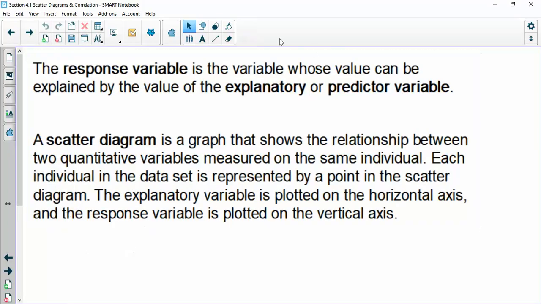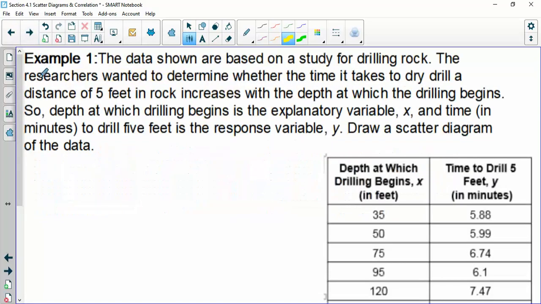So just some clarification, we have response and explanatory variables. The response is essentially like your Y value, that's the thing we are measuring. The explanatory is like our X value. So a scatter diagram is when we make a graph for those. We have our X and Y values. We label them. If you were to draw one by hand, you would need to put units, labels, what each axis represents. So we're just going to jump right in and try one.